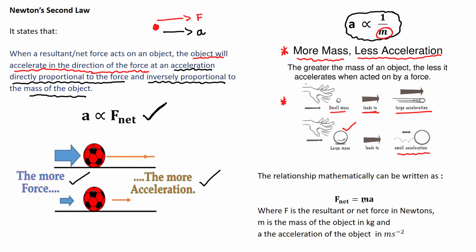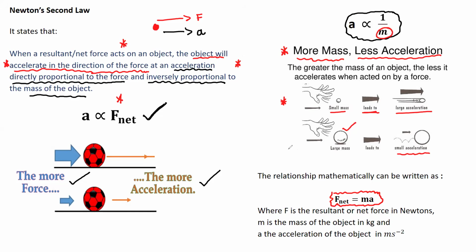Ultimately, Newton's second law is summarized by the equation that says the net force that acts on an object is equal to the mass of that object multiplied by the acceleration of that object. That's Newton's second law. It's the longest and the most important. So I want you to be able to get this proper, and work with it.